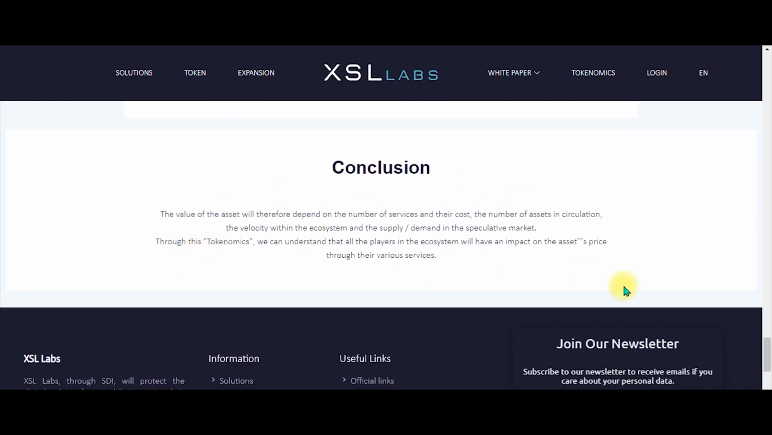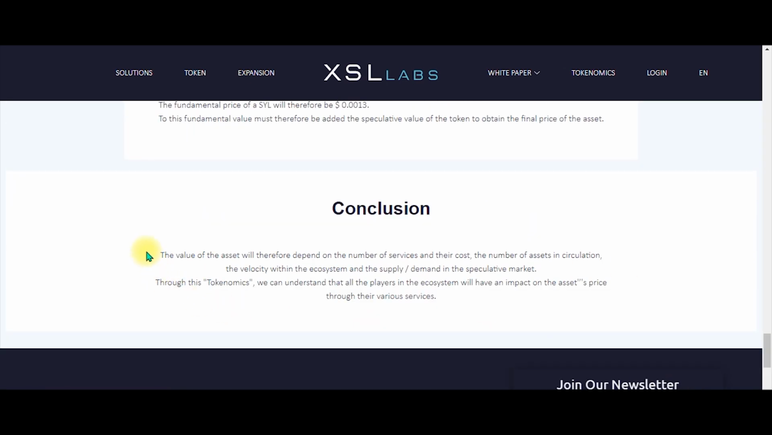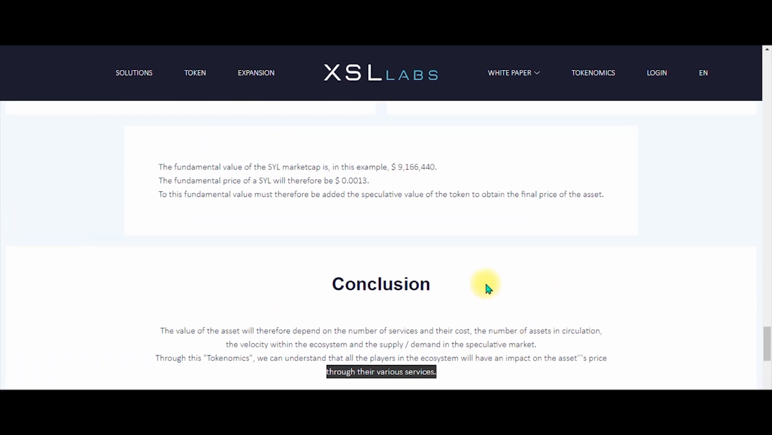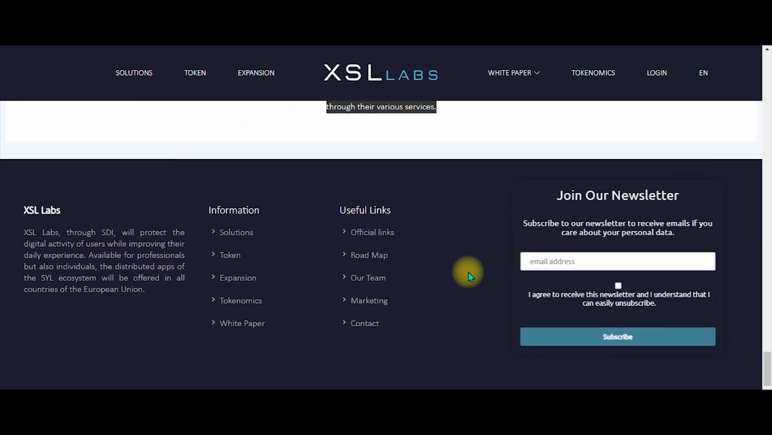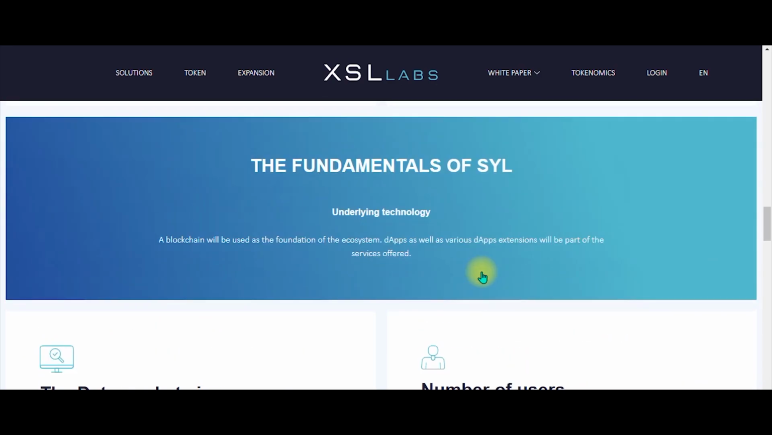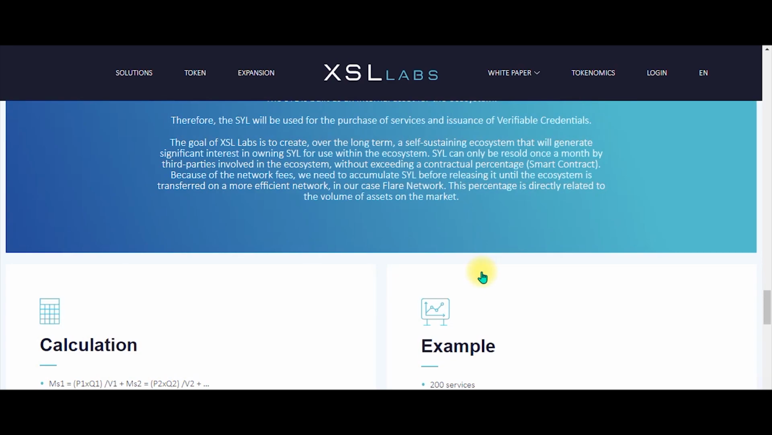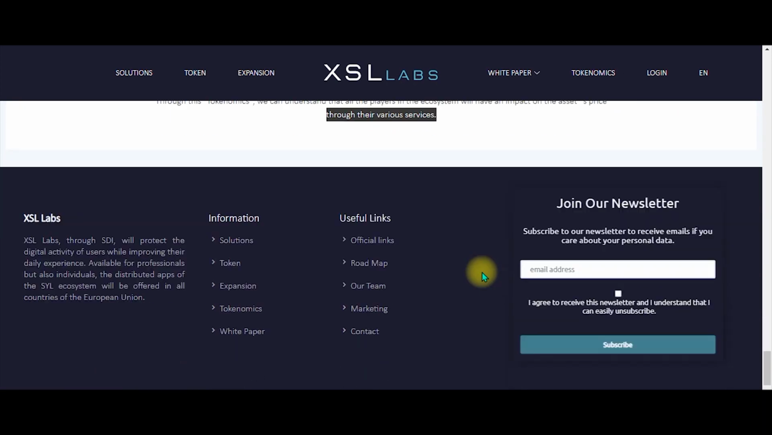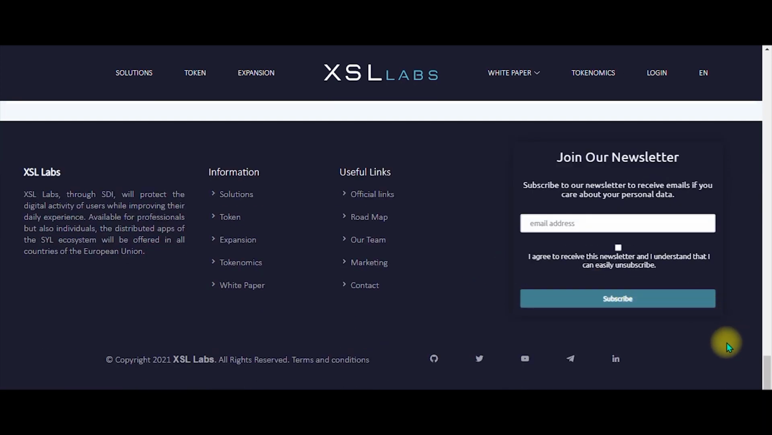And finally they have a conclusion, which says the value of the asset will therefore depend on the number of services and their cost. So eventually they mean the ecosystem will have an impact on the asset's price through their various services. So that's a big way of XSL Labs methodology, and hope they succeed. So with this we also conclude our final and third tour of XSL Labs. So until next time guys, take care and bye bye.